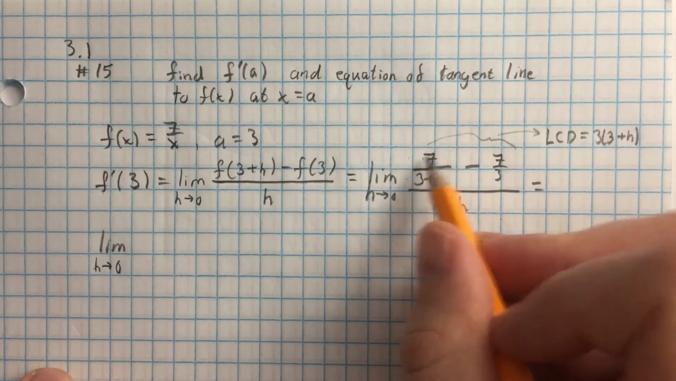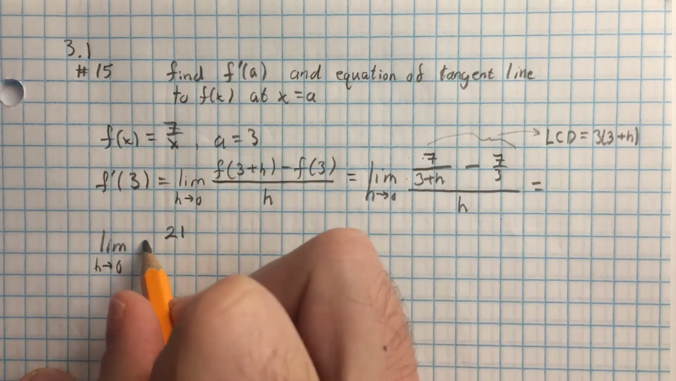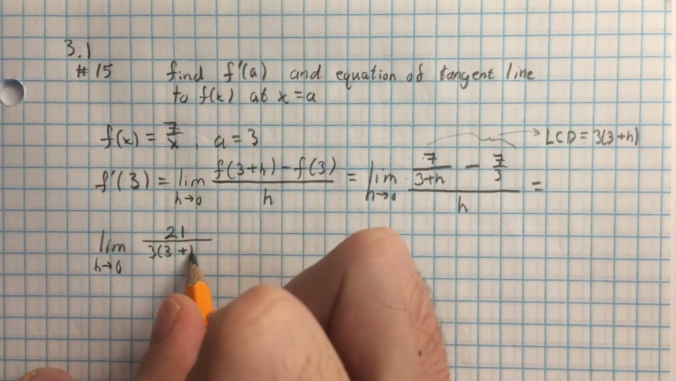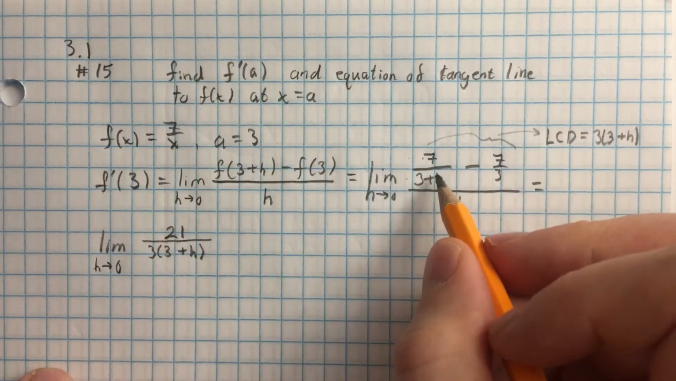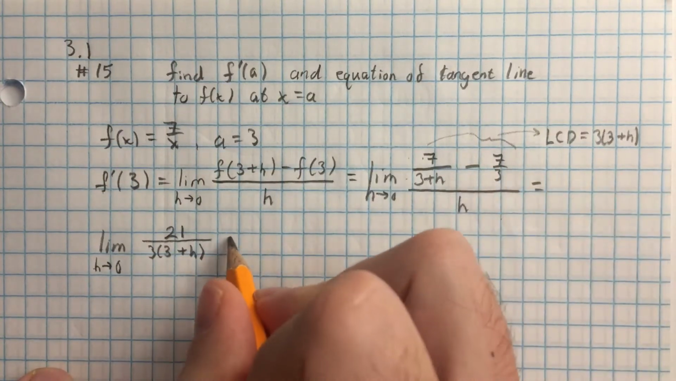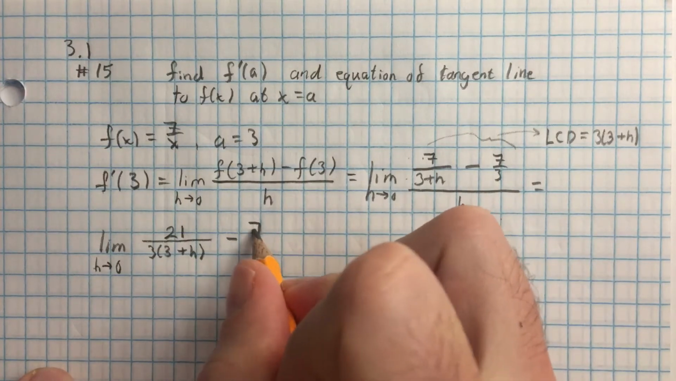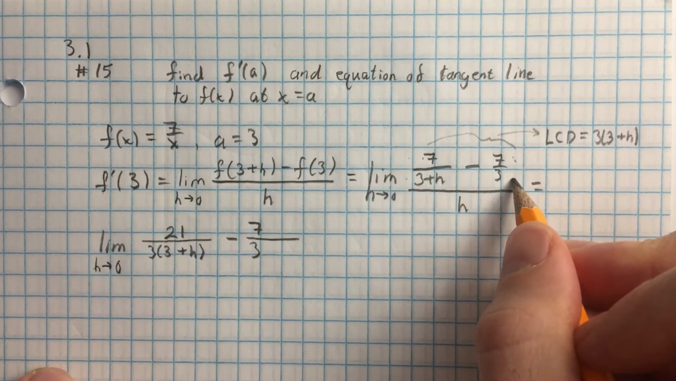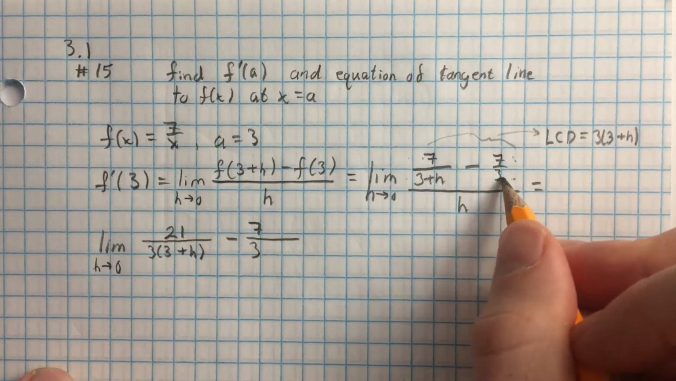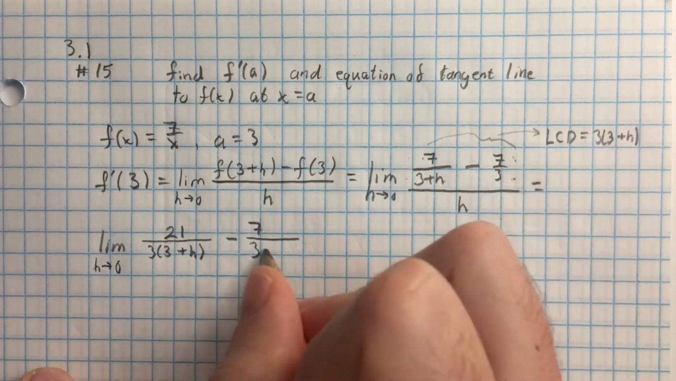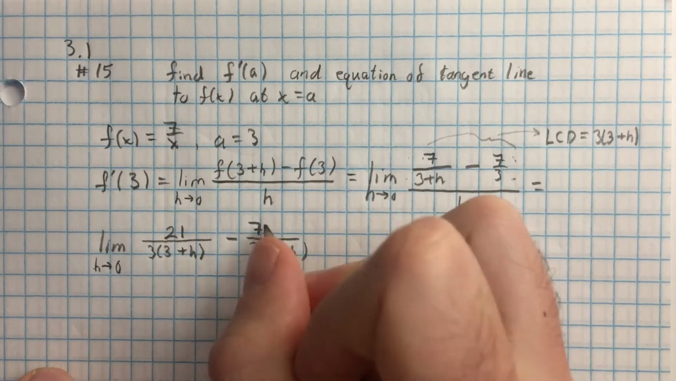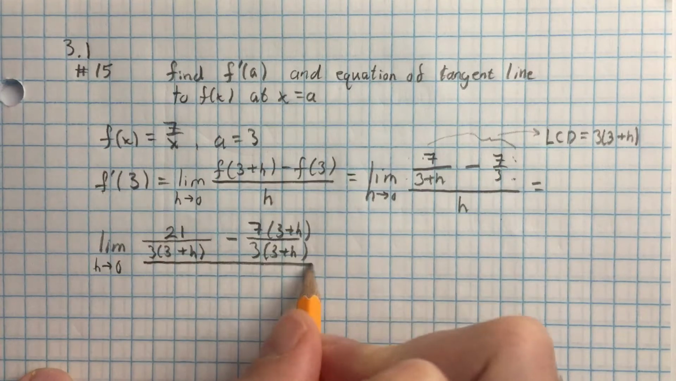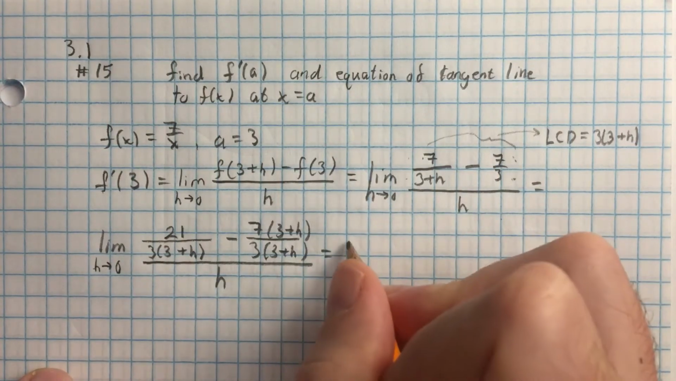That should give us 21 over 3 times 3 plus h. So now the first term has the LCD. And now we need 3 plus h to be multiplied above and below so that its denominator has the LCD. So 3 plus h here and 3 plus h here. That's still all over h. All right, pushing further.